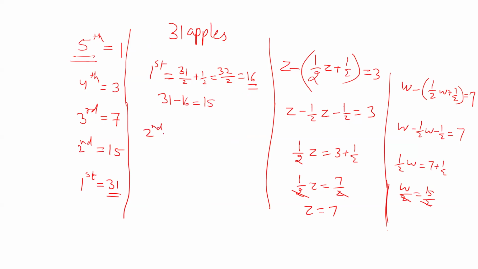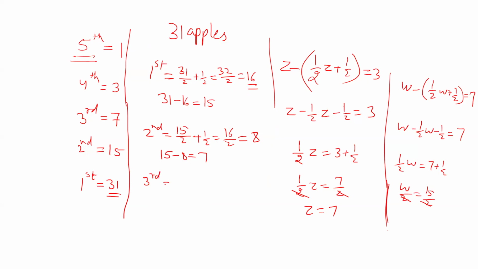To the second customer, he gave half of 15 plus 1 by 2. That is 16 by 2, and 16 by 2 is 8. To the second customer, he gave 8 apples. And 15 minus 8 is equal to 7. So 7 apples are left now.